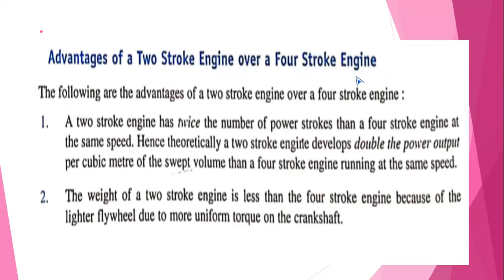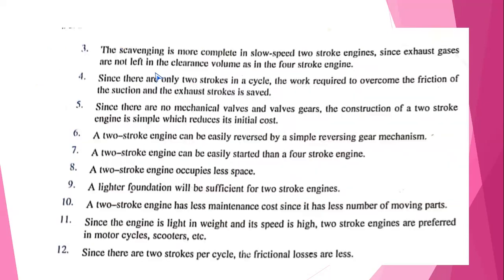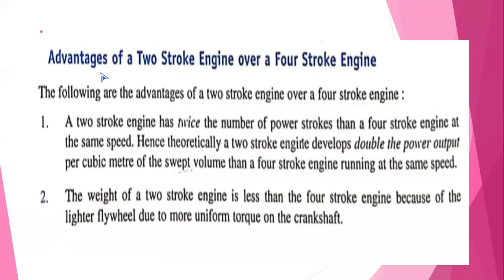See, for this question, write a minimum of 4 advantages. Here you have 12 advantages, so you can write a minimum of 4 or 5 advantages in the examination. Suppose you remember all the 12, that's very good, write down all the 12. Suppose you remember only 5 or 6, write 5 or 6.